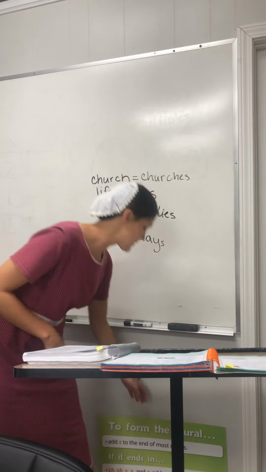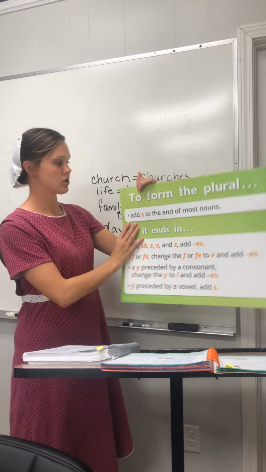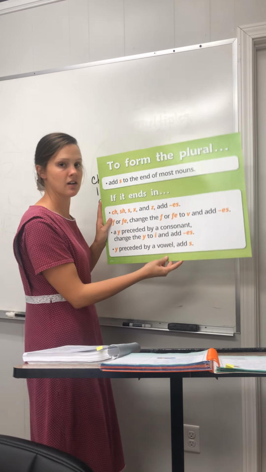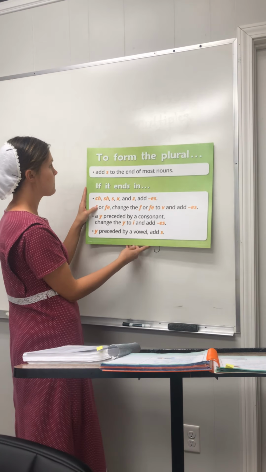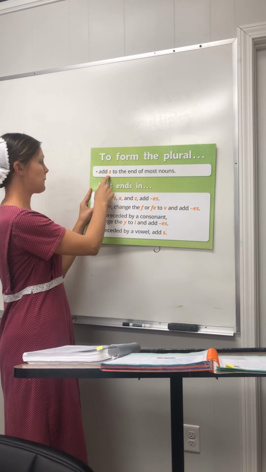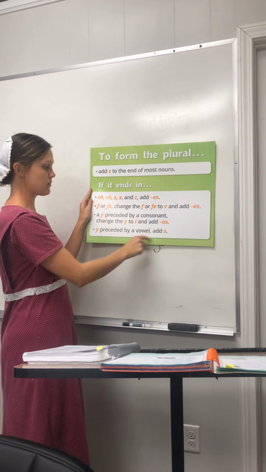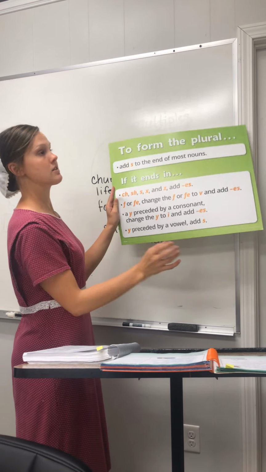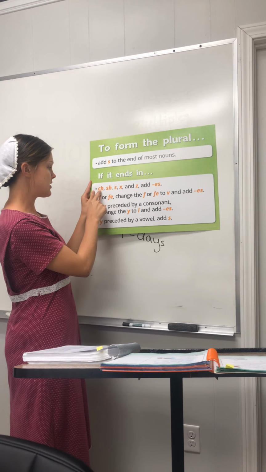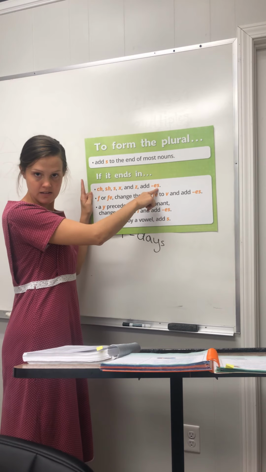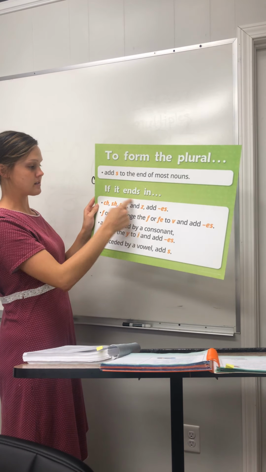I have your chart, whatever you want to call this, to form the plural words. So most words, I don't know if you can see this, hopefully. Most words, to make them plural, you just add S, right? But there are, of course, lots of rules that you need to know. If they end certain ways that you don't just add S, there's a whole bunch of other things that you do. If a word ends in CH, SH, S, X, and Z, we're going to add ES, okay? So any of these, then you just add ES.